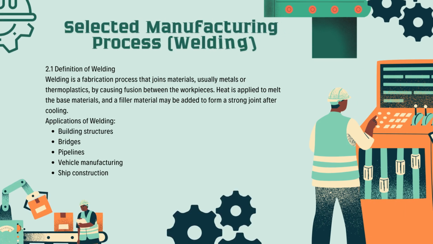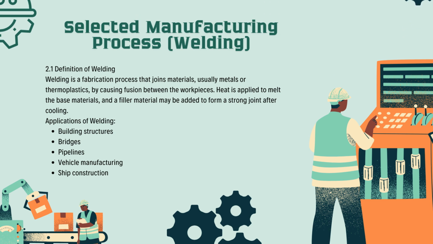One of the most widely used manufacturing processes is welding. Welding is a fabrication process used to permanently join two or more materials, especially metals, by applying heat to create fusion between the workpieces. In some cases, a filler material is also added to increase the strength of the welded joint. After cooling, the joint becomes strong, durable, and permanent. Because of its reliability, welding is commonly used in the construction of buildings, bridges, pipelines, vehicles, and ships.